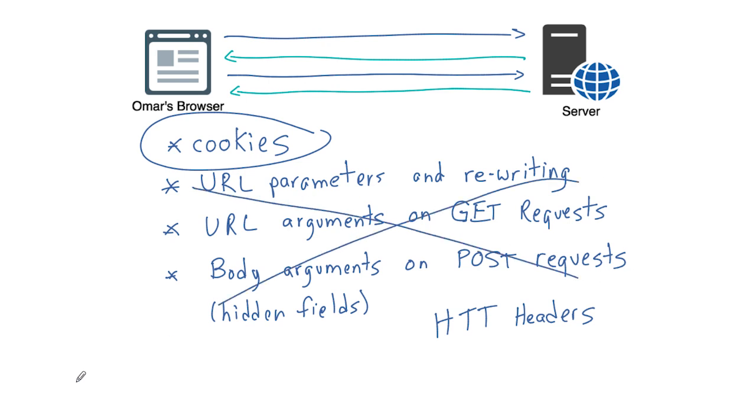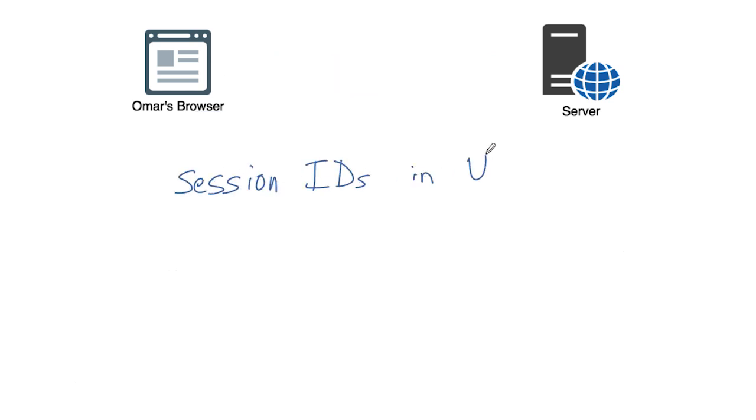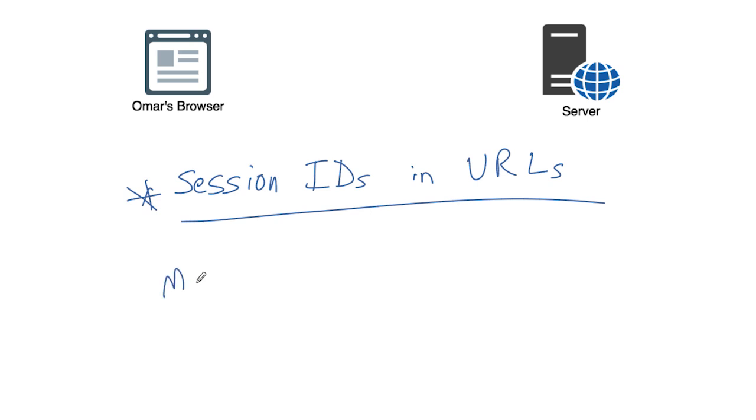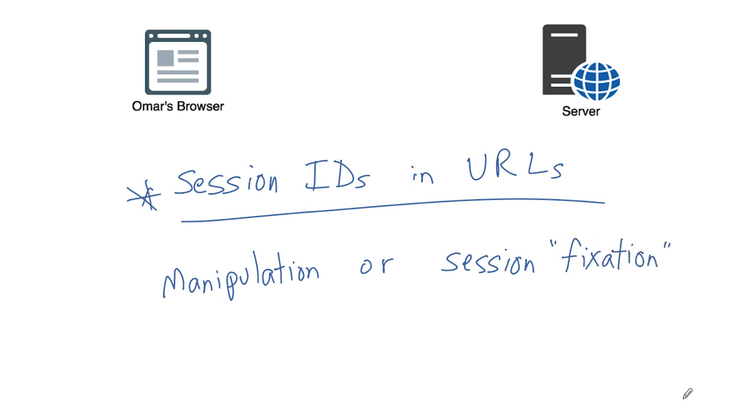Now, one malpractice that you can take advantage of whenever you're doing a pen test is when the session ID is included in the URL. And this can lead to the manipulation of the ID itself or session fixation attacks.